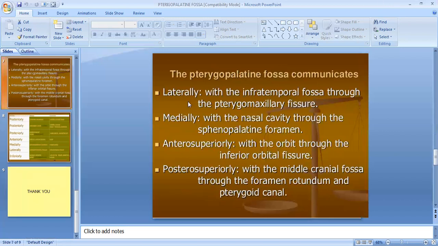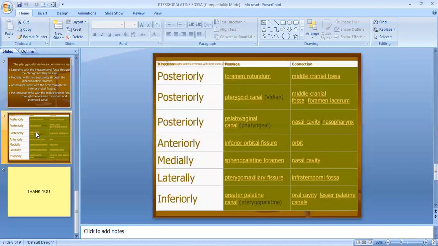The pterygopalatine fossa communicates laterally with the infratemporal fossa through the pterygomaxillary fissure, medially with the nasal cavity through the sphenopalatine foramen. Anterosuperiorly, it communicates with the orbit through the inferior orbital fissure; posterosuperiorly with the cranial fossa through the foramen rotundum and pterygoid canal. So these are the different communications of this fossa with the surroundings.